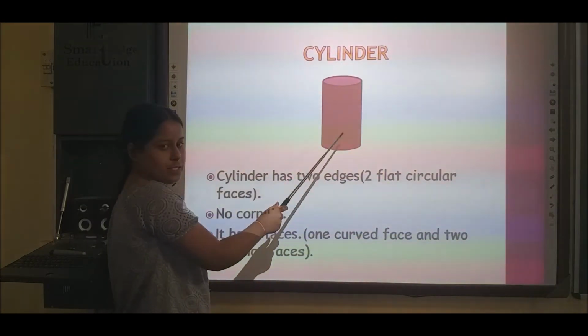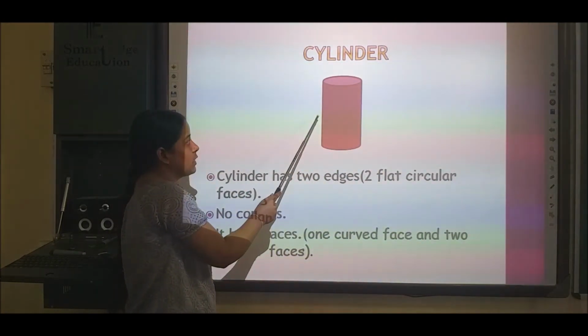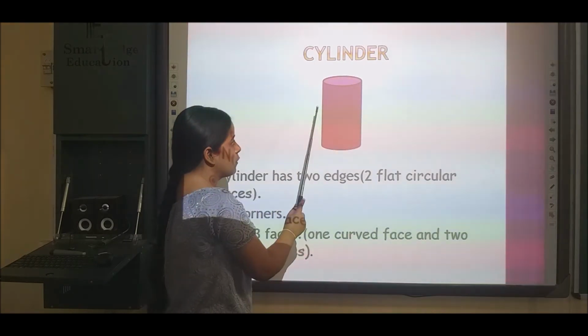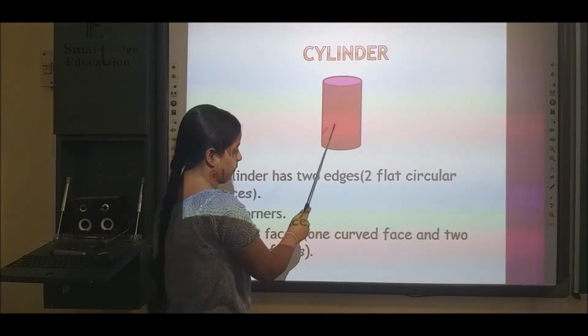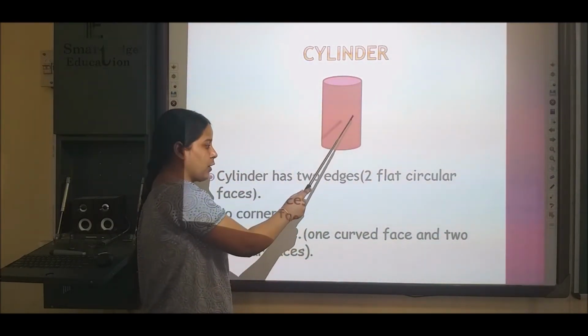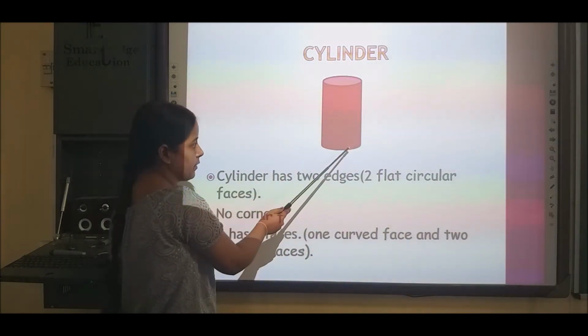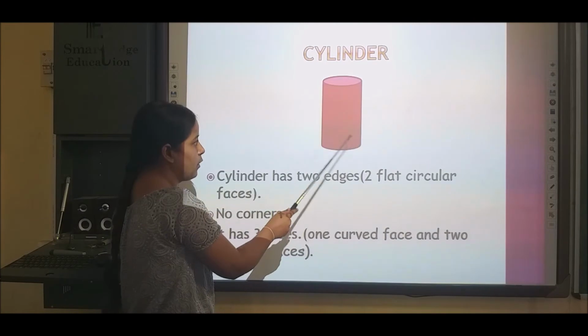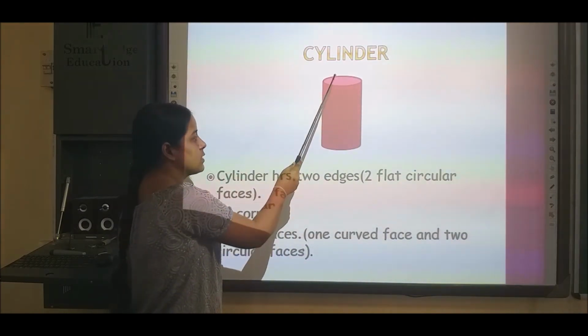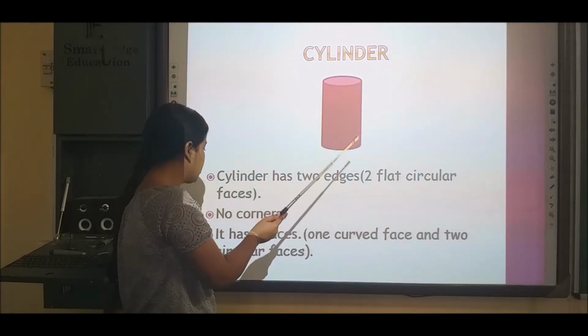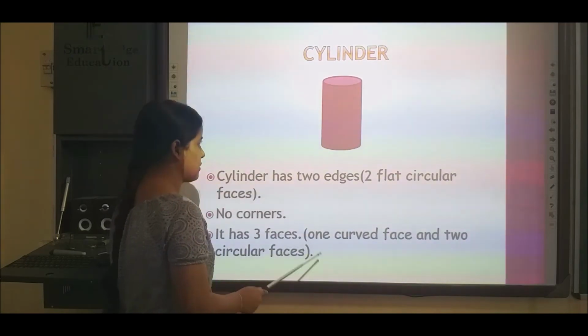It has three faces. Three faces means one curved face. The curved face is the middle area. The middle area is known as the curved face, and there are two flat circular faces there and there. So total faces are one curved face and two circular flat surfaces. So it has three faces.